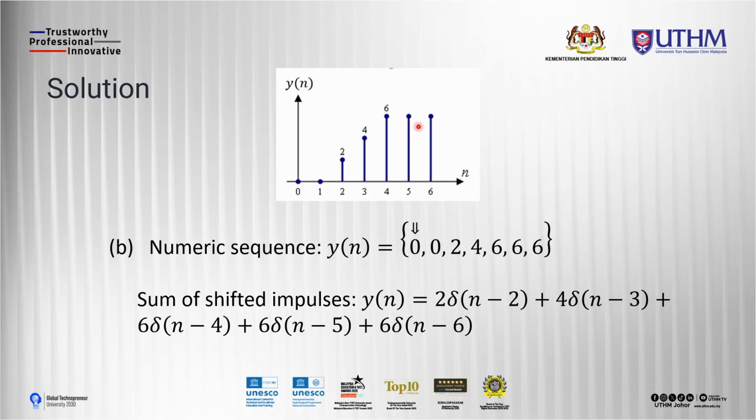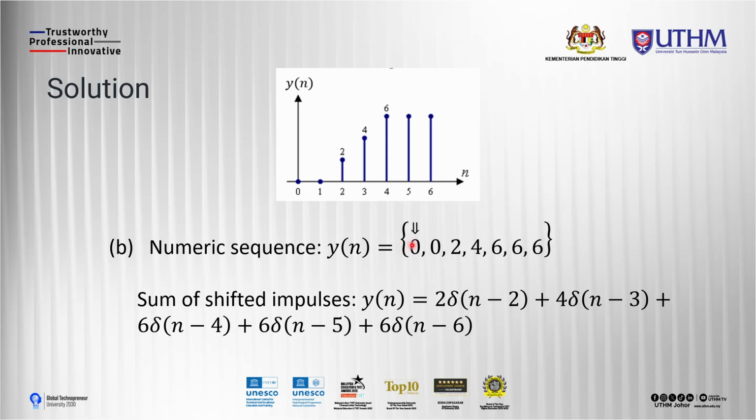I mentioned it before, you must include the origin. If you do not include the origin, you don't know at what locations, at which n value, this 2, 4, 6, 6, 6 is. So you must add the origin. Although the origin is a 0 value, maybe you think it's not important, but you are wrong. It's very important to include the origin value. So you have the values 0, 0, 2, 4, 6, 6, 6.